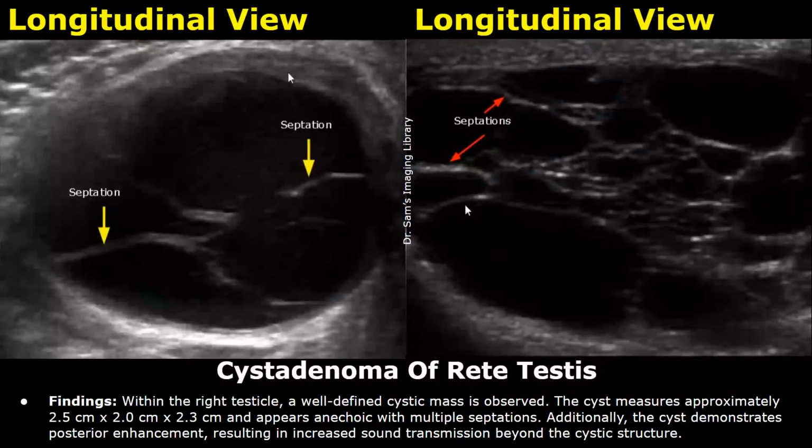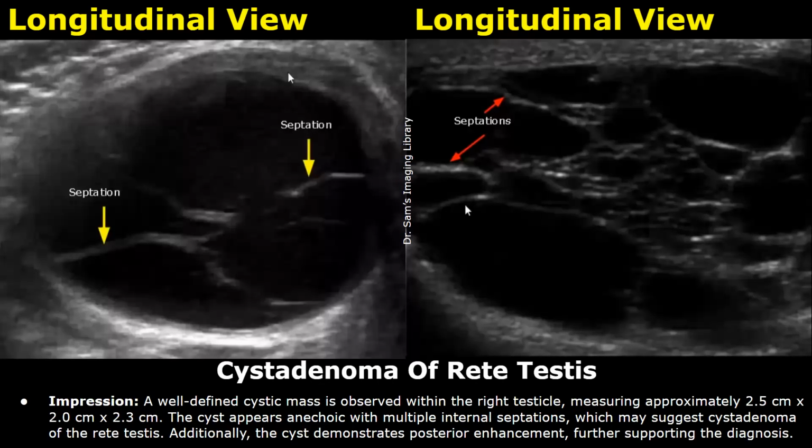Cystadenoma of Rete testis is a rare benign tumor. In the findings, a well-defined cystic mass is observed. It appears anechoic with multiple septations. The cyst demonstrates posterior enhancement, resulting in increased sound transmission beyond the cystic structure.